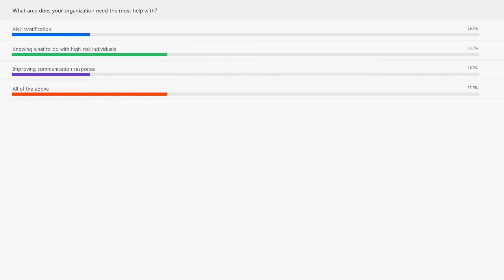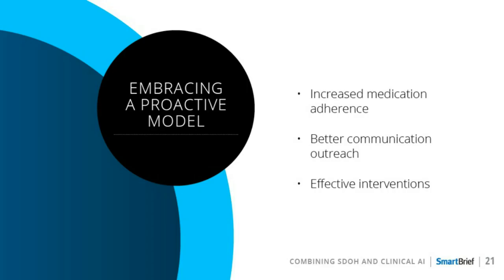And it looks like knowing what to do with high-risk individuals is a top concern, 33.3%. Also all of the above, 33.3%, followed by both risk stratification and improving communication response, at 16.7% each. So, an interesting spread. Well now, John and John, I'm hoping you both can amplify the points Holly is making about improved outcomes and long-term cost effectiveness.